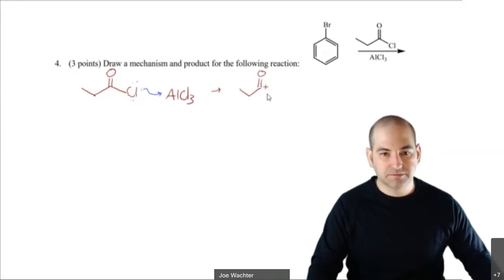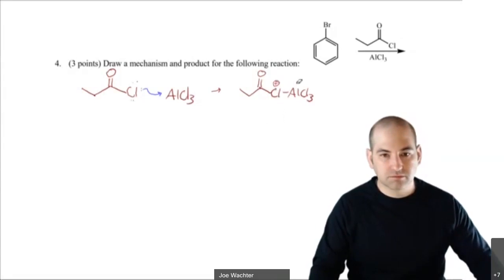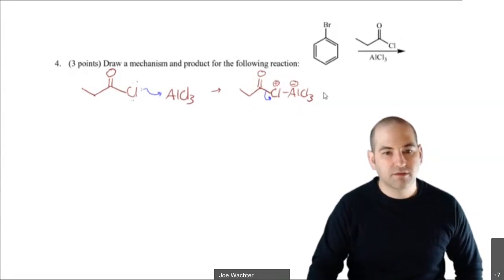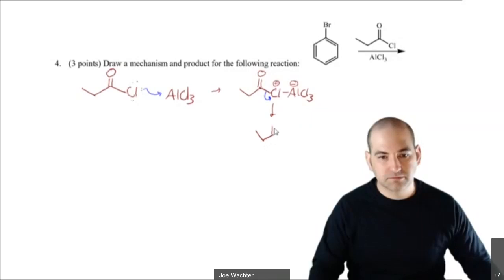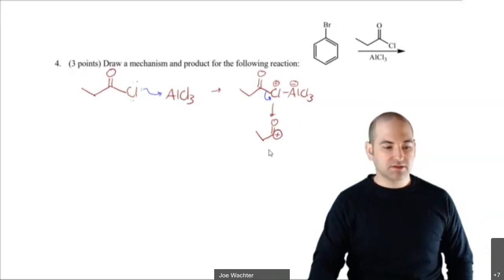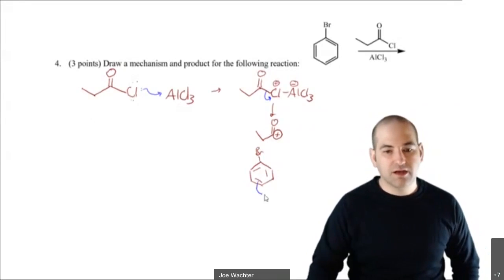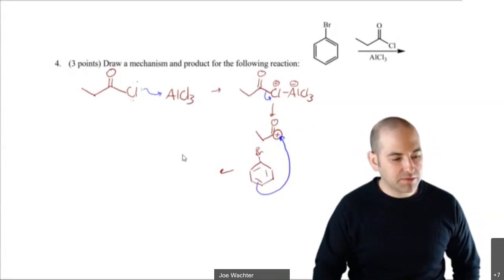That's not quite right. Hold on. Like that. And then that can come off because this becomes such a strong bond between the Cl and the aluminum. Okay, so now this is the electrophile. And then the bromobenzene can attack the electrophile. And here's where I saw most people got something like this, you know, you can get this from the book.